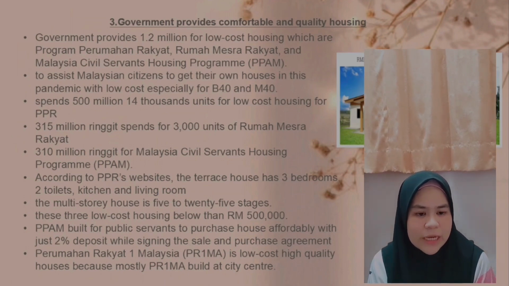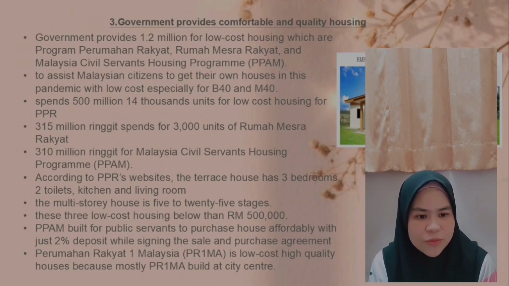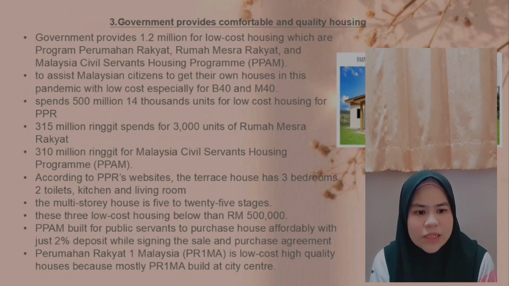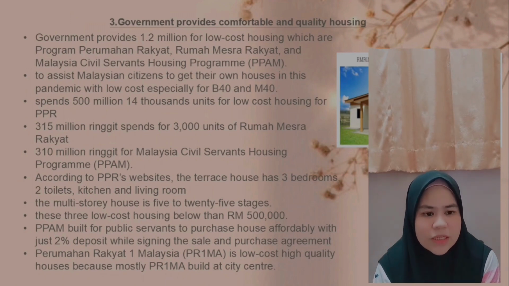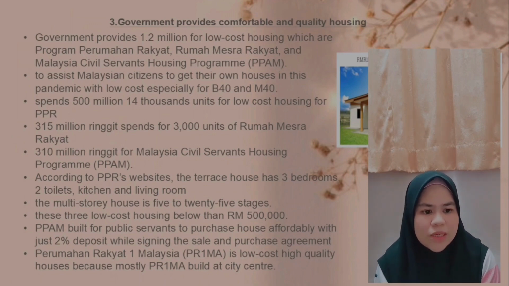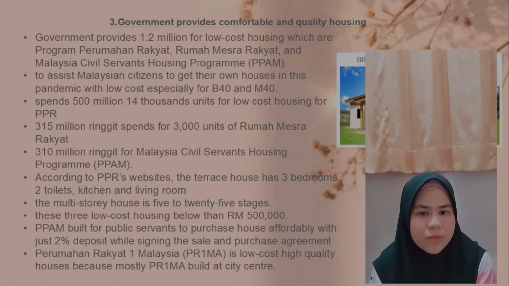According to the PPR website, the terrace house has 3 bedrooms, 2 toilets, a kitchen and a living room, and the multi-storey house is 5 to 25 storeys. These three low cost programs, which are PPR, RMR, and PPAM, have property prices below 500,000 ringgit.